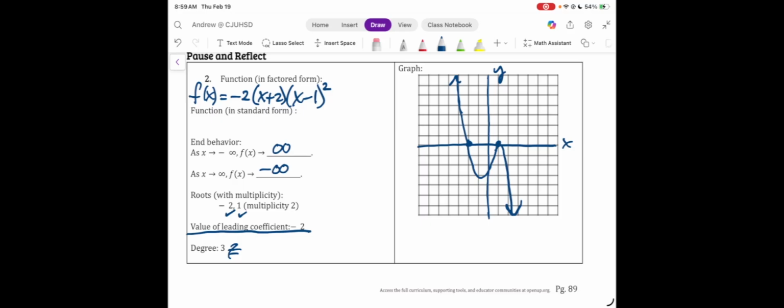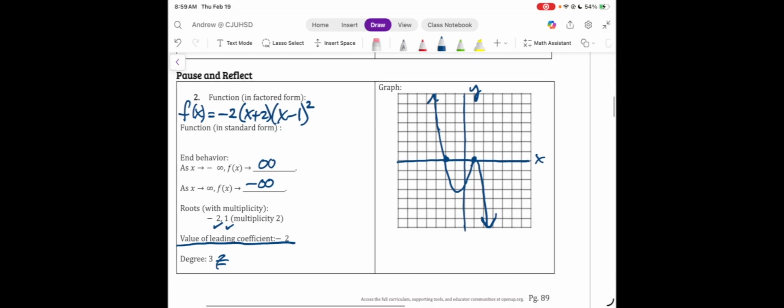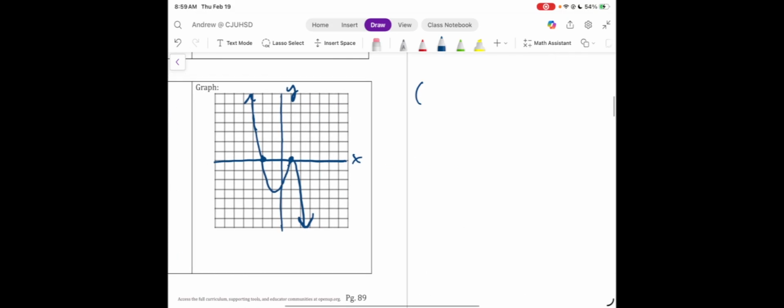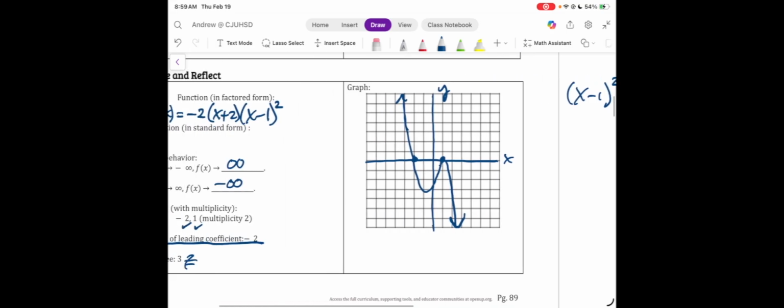Now, how would we get the function in standard form? Well, that would be by multiplying it all together. So I'm just going to show you one of these, and then you'll know how to do it. So it says first you square x minus 1. So x minus 1 squared. And remember, last Ready, Set, Go, we learned a shortcut for this. This is x squared minus 2x plus 1. And then we're going to multiply that by x plus 2.